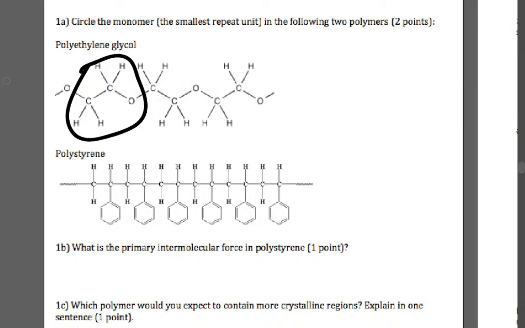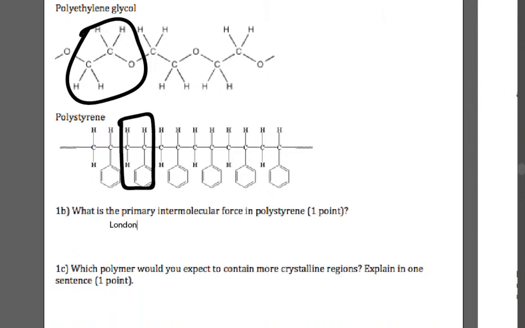For the second one here, for polystyrene, it would be this guy here with the benzene ring. And so what is the primary intermolecular force in polystyrene? You could say this thing is London, because it only has carbon and hydrogen. London could be one thing and then it should also have dipole, but London would be the highest form.